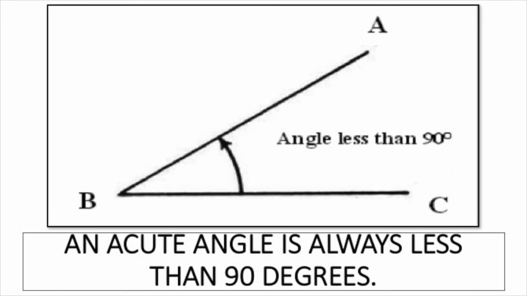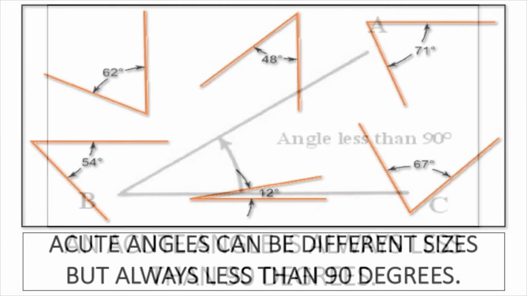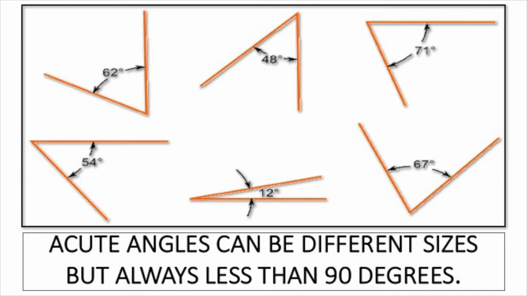An acute angle is always less than 90 degrees. It can be anything from 1 degree all the way up to 89 degrees. Anywhere between 1 and 89 is an acute angle. Acute angles can be different sizes, but always less than 90 degrees.